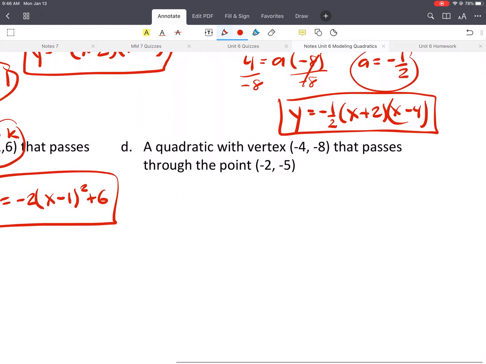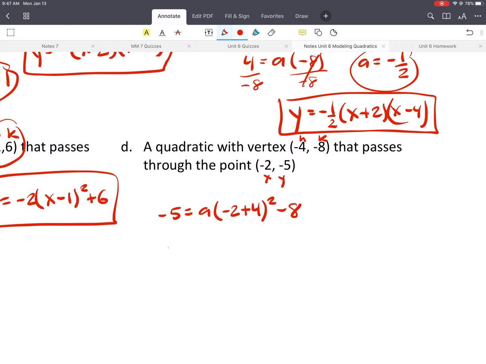All right, pause and see if you can do D. Again, this is H and K. This would be our X and our Y. So we'd have Y is equal to A times X minus H, which gives us a positive 4, minus, or plus K, which is a negative 8.